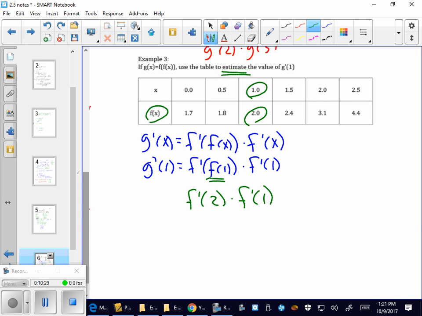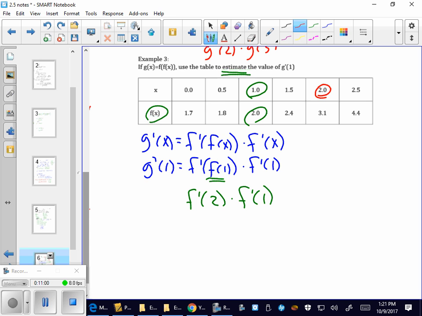Remember that what we're trying to find when we find primes or derivatives is slopes. So f prime of 2 is going to be the slope when x is 2. Well, we don't have the function, we don't have the slope values anywhere. But what we do have is some values up around there. So if I want to find the approximate slope at 2, here's when x is 2 right here.